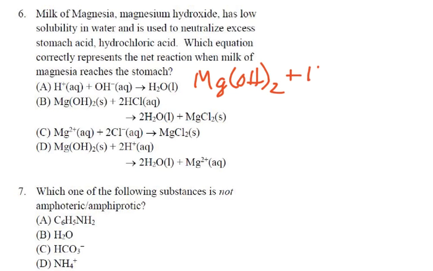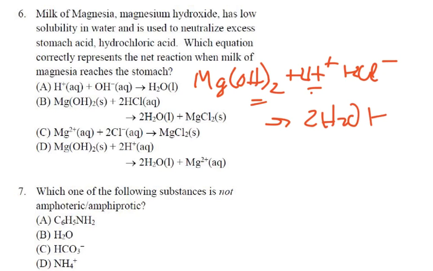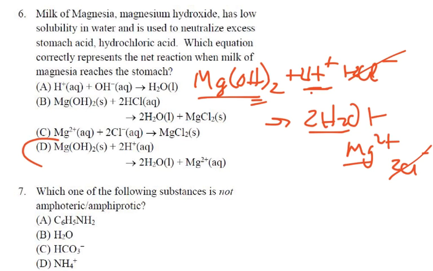And it's going to hit hydrochloric acid, which is a strong acid, so H plus and Cl minus are going to be dissociated, and my H's and my OH's are going to go together, so I need 2 of those and 2 of those, and I'm going to form 2 waters, and I'm going to have magnesium chloride, which is soluble, so I'm going to have magnesium ions and 2 chloride ions. So my chlorides are going to go away, so I'm looking for magnesium hydroxide plus 2H plus turns into 2 waters and Mg2 plus, and that looks like answer D.